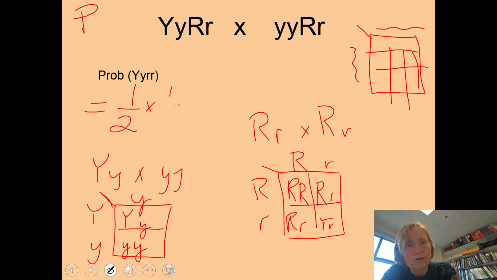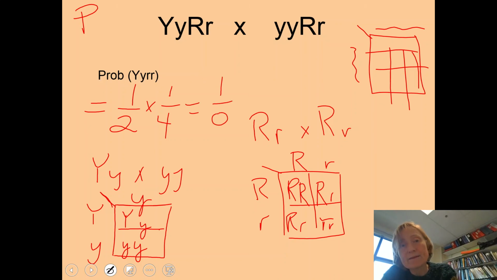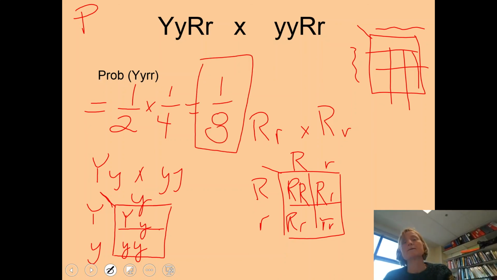Okay, what's the probability of getting little r from these R parents? Well, it's 1/4. What's the probability of getting big Y, little y, and at the same time, little r? 1/8, sorry. 1/8 should be the answer. We did it without having to do a big Punnett square. That makes me very happy.